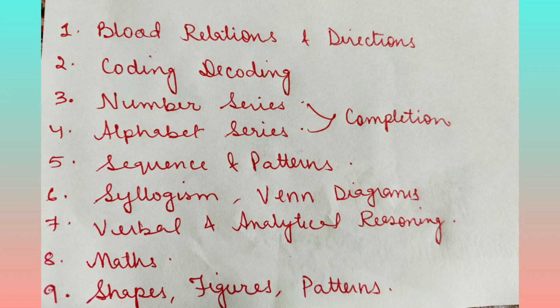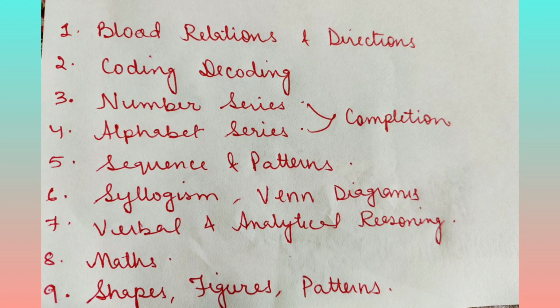So for example, blood relations, directions, coding, decoding. If you want to know the exact structure, the type of question that comes, you can always refer to the previous year's question papers, and I gave those question papers in the previous video. They also give a series that you have to complete. It can either be a number series or alphabet series. And then they also give you patterns, and you have to find the correct pattern that matches.